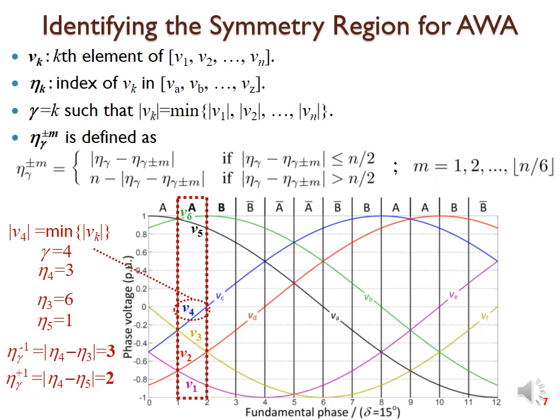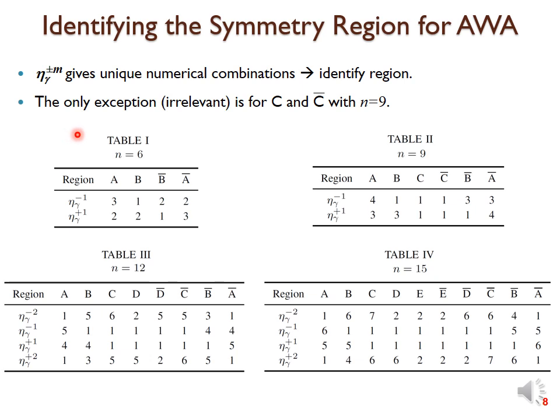And substituting these two values in these formulas for m equal to 1, we finally obtain these two values for these parameters. If we perform analogous computations for asymmetrical windings with phase numbers of 6, 9, 12 and 15, we can see in these tables that for each of the regions, the parameters eta, gamma, plus minus m give unique numerical combinations for each of the regions, and hence we can use these parameters to identify the region at each moment. The only exception is for C and C over bar with n equal to 9, because then for these two regions the numbers are the same for the parameters 1 and 1, but we have checked that with the method this is not relevant and it works nevertheless even in this case.